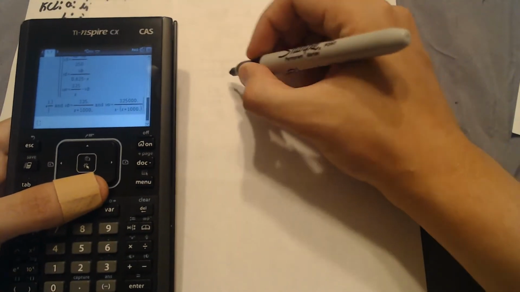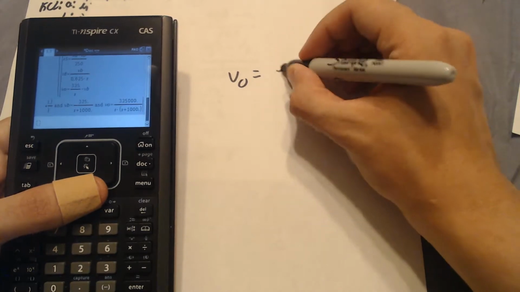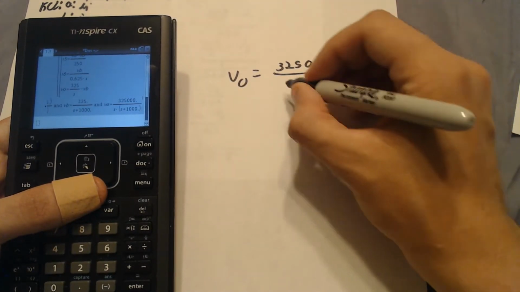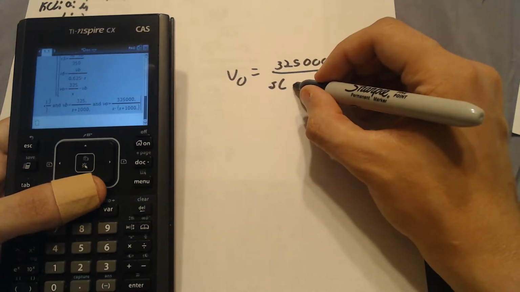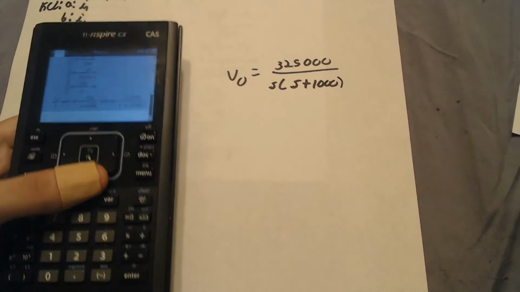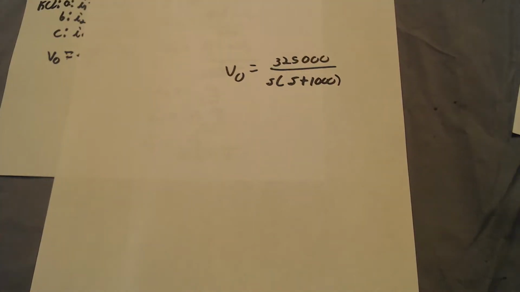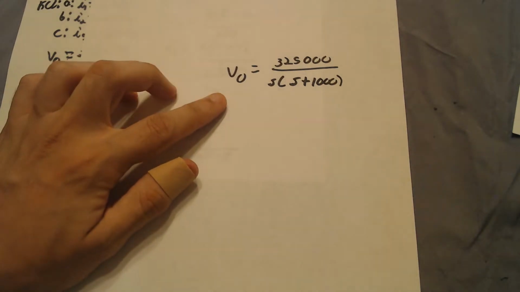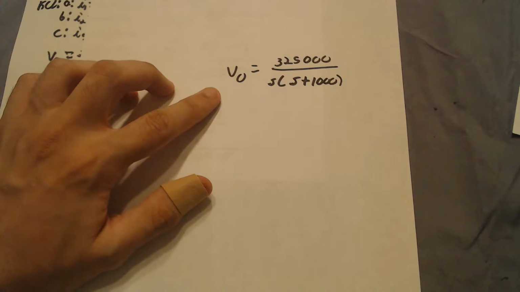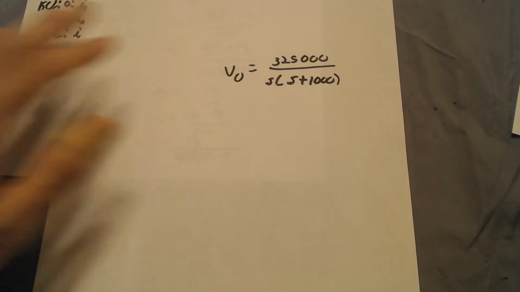So according to the calculator, our V0 is equal to 325,000 over S times S plus 1000. So now all we would have to do is simply take the inverse Laplace of this equation, and we would have our answer for V0 in the time domain, which is exactly what the question is asking.